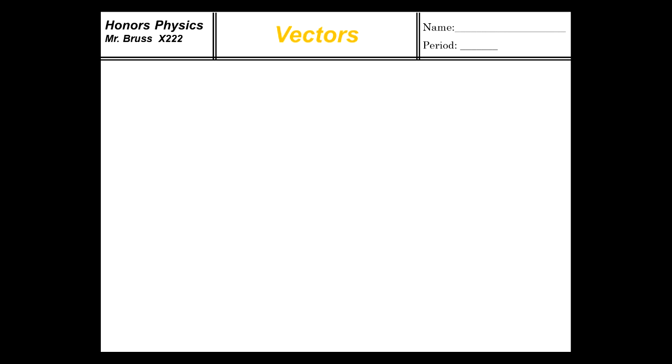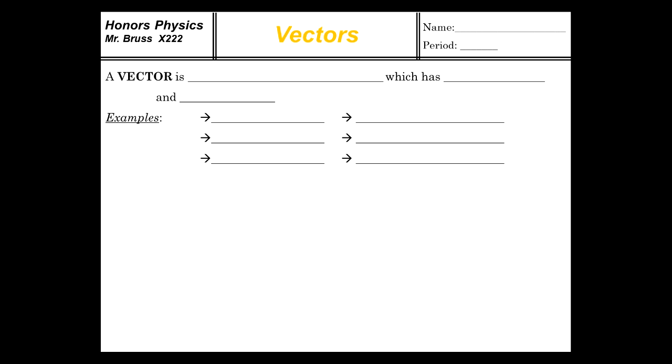As we've studied Newton's laws, we have referred to quantities called vectors, and now we're ready to hit that head on and understand what a vector is, how they're used, and the various nuances. So let's get after it. It's simply a physical quantity which has magnitude and direction. So it has both of those components.